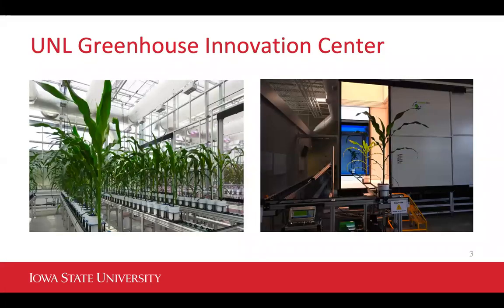So this is the facility at UNL. It's called the Greenhouse Innovation Center. It's a very fancy greenhouse. The plants are grown on a belt, and the belt automatically sends the plants into those image chambers on the right side of the image. In those image chambers, the plants are imaged. There are different types of images in the chambers, so you can see there are several doors corresponding to different image chambers.